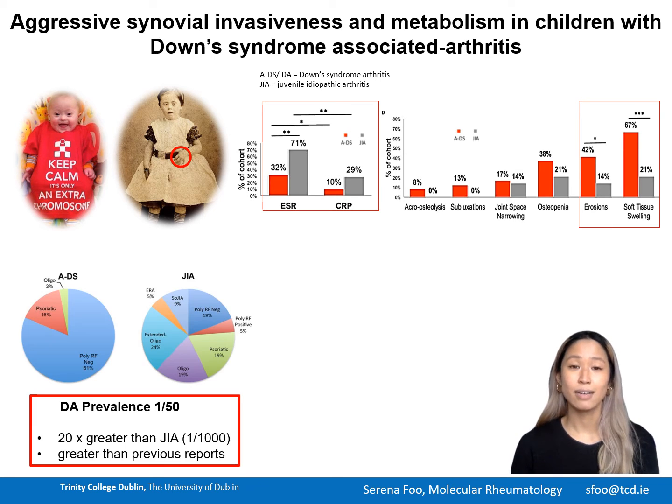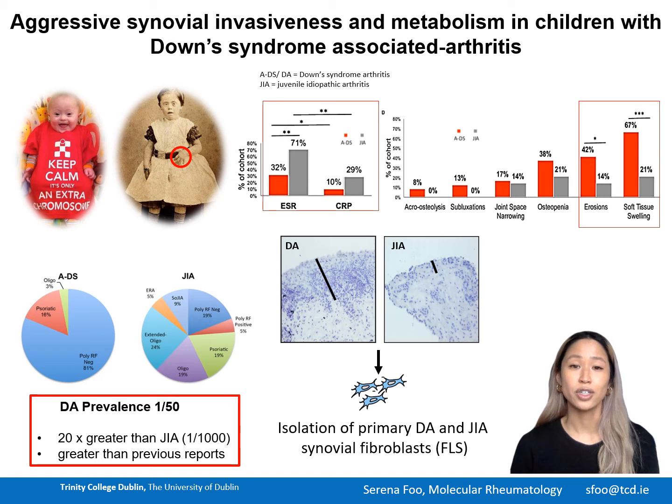While JIA has 7 different subtypes, DA only has 1 main subtype. And finally, from a clinical point of view, the prevalence of DA is 20 times higher than JIA. Firstly, these representative images show the synovial lining layer as indicated by the black lines from both groups. It's clear that the DA group actually has a higher synovial lining layer compared to JIA. This correlates with the increase in erosive disease seen clinically.